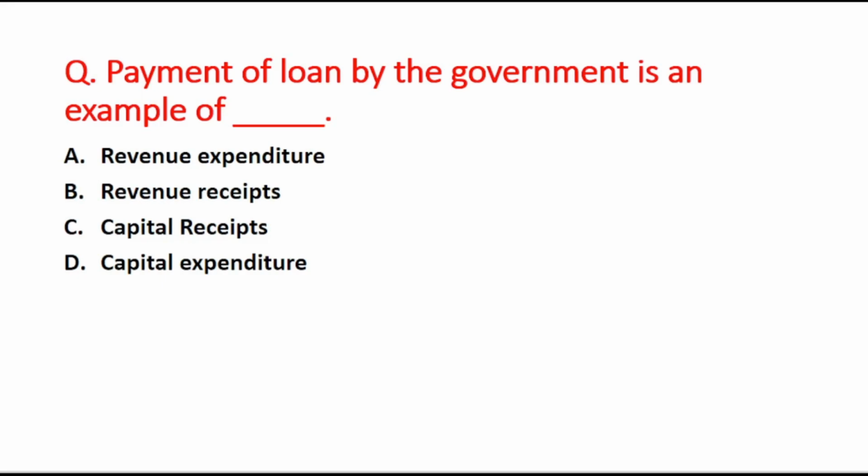Okay. Next is the payment of loan by the government is an example of a blank. Your A option is revenue expenditure, B option is revenue receipts, C option is capital receipts, and D option is capital expenditure. So the right answer is option D, that is capital expenditure.